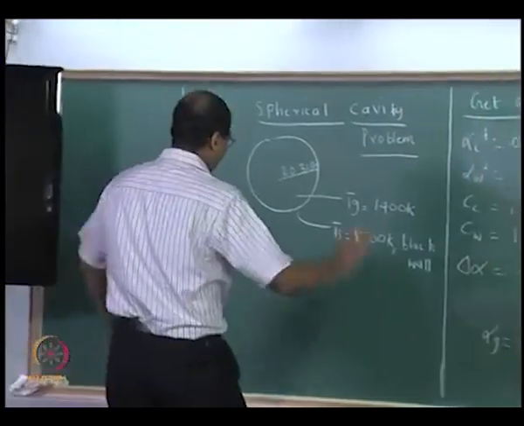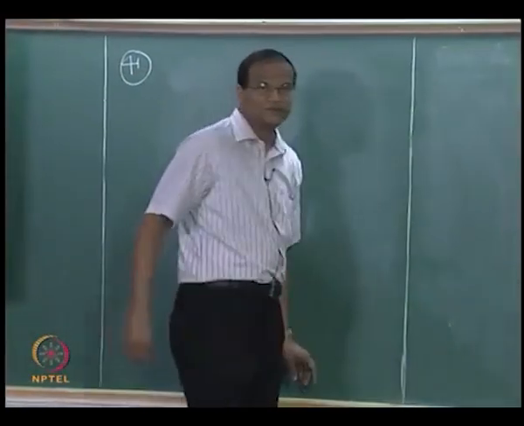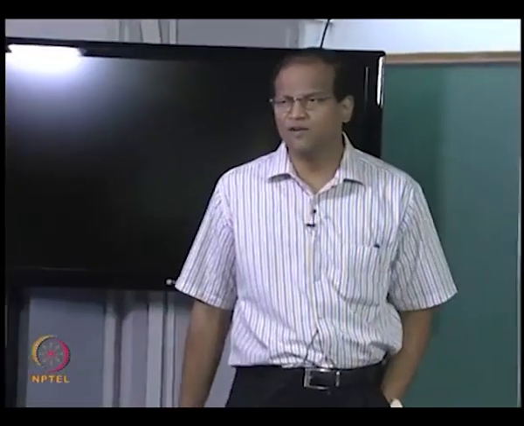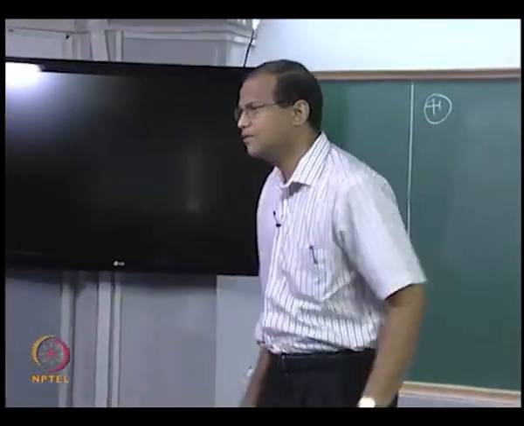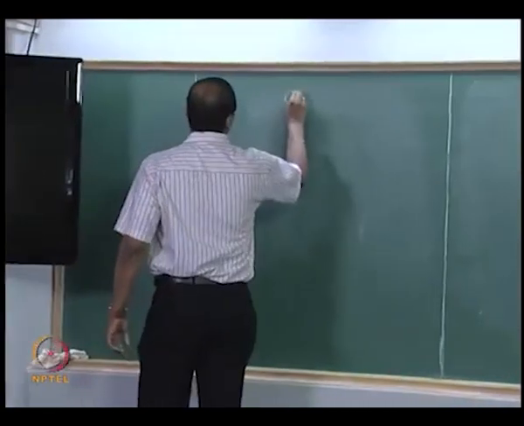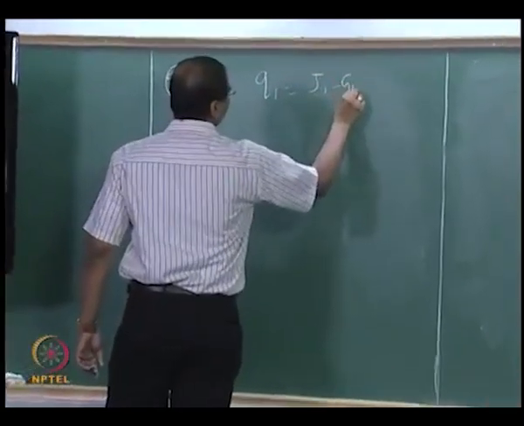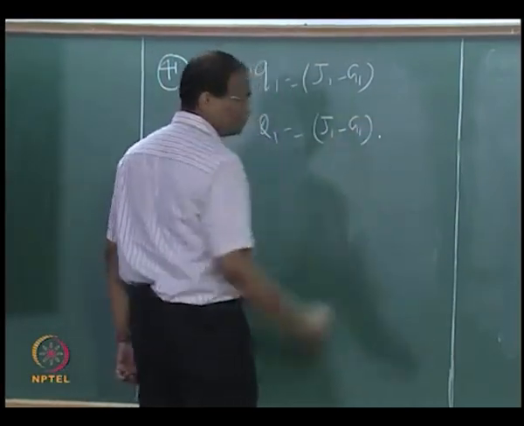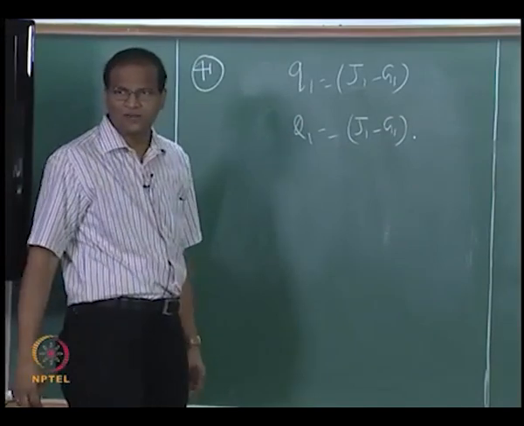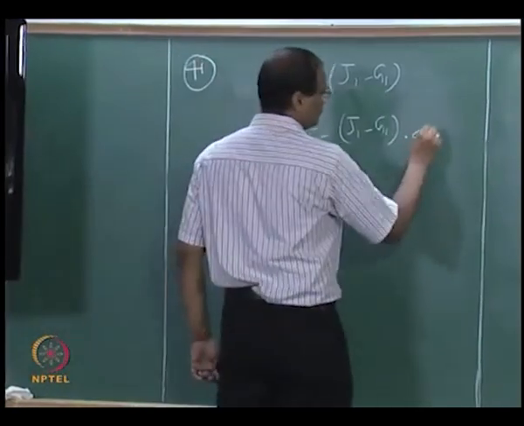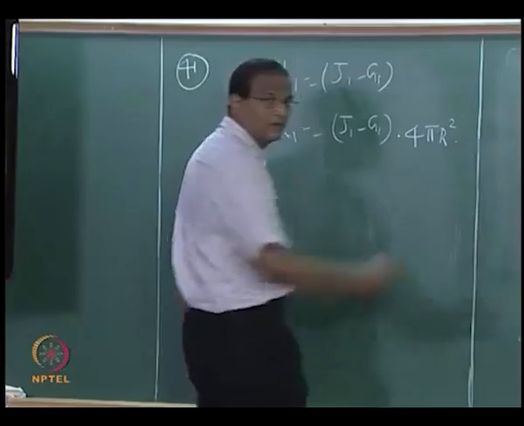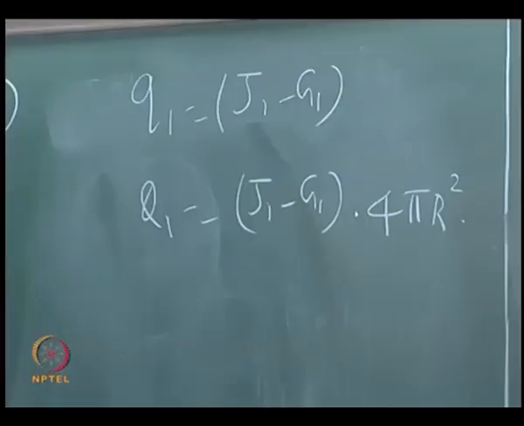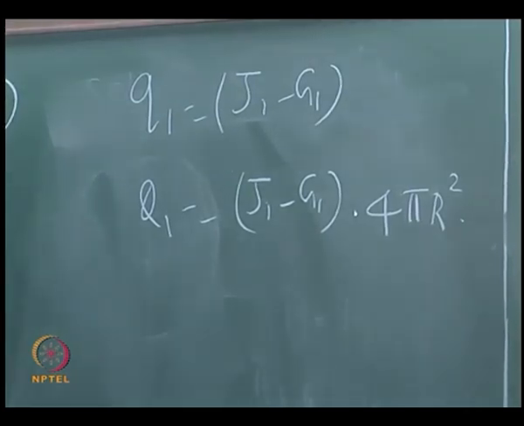Okay, so now we got the, what is the cooling rate required to maintain this fellow at 500 Kelvin? 500 Kelvin. That means we want four pi r squared. Is that correct? Sphere. So this is the cooling rate required to maintain it at 500 Kelvin.